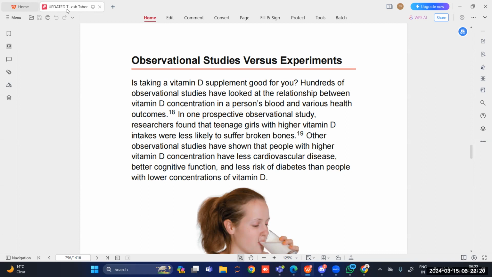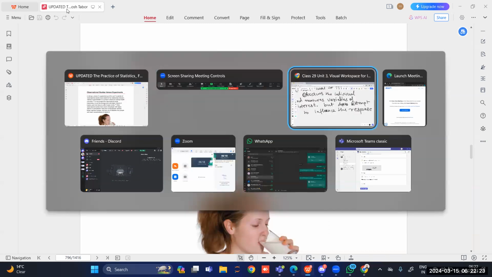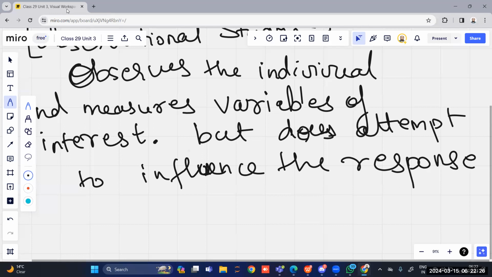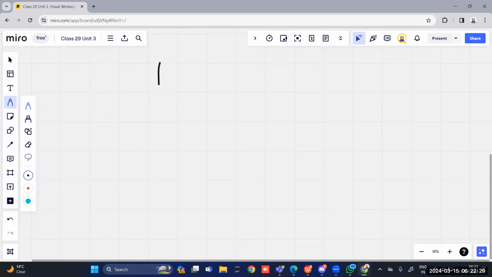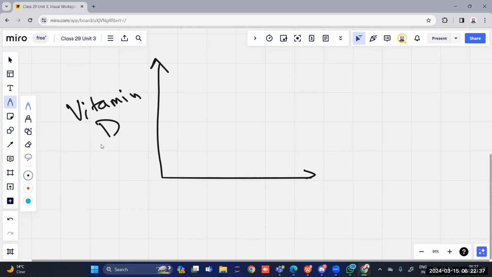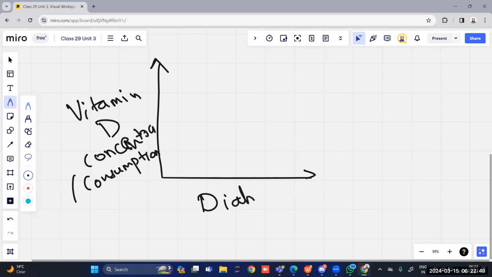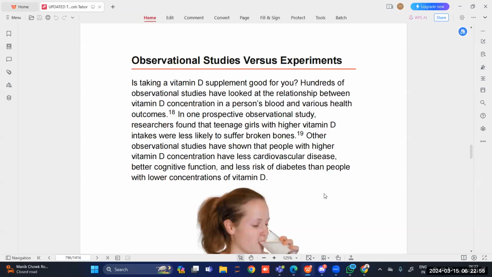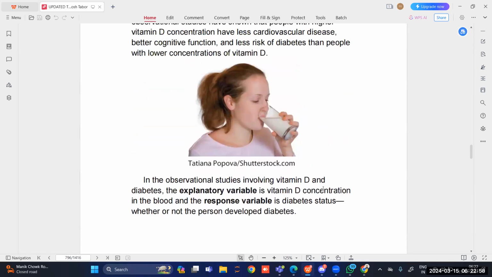So generally, in this example, we'll measure the relationship between vitamin D concentration in the body, or consumption, by an individual, and diabetes. There is a table in the observational study involving vitamin D and diabetes, the explanatory variable.